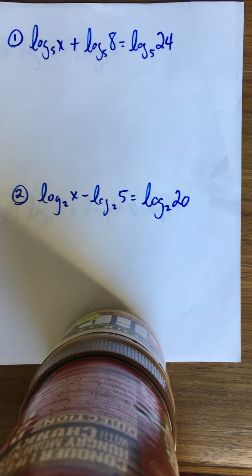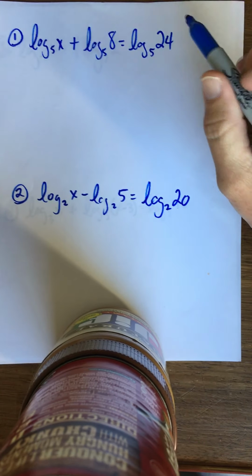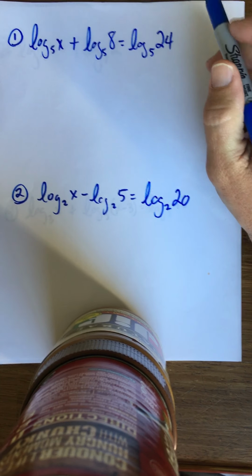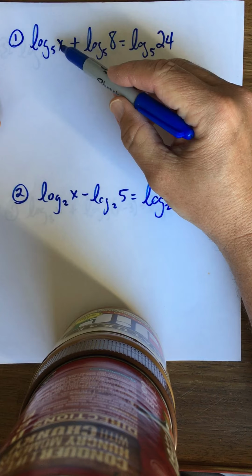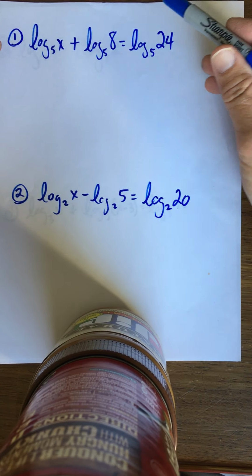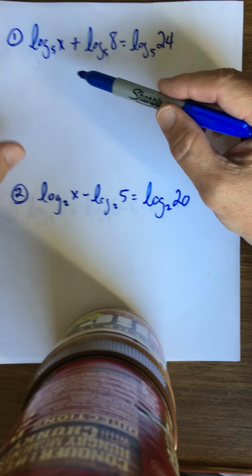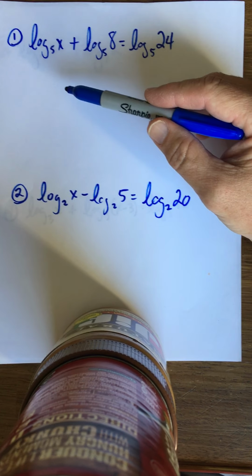All right, here are the first two examples. Basic equations right here. If I'm trying to solve for x, and we're having logarithms, these are called logarithmic equations. And the idea is to get the logarithms together on each side.